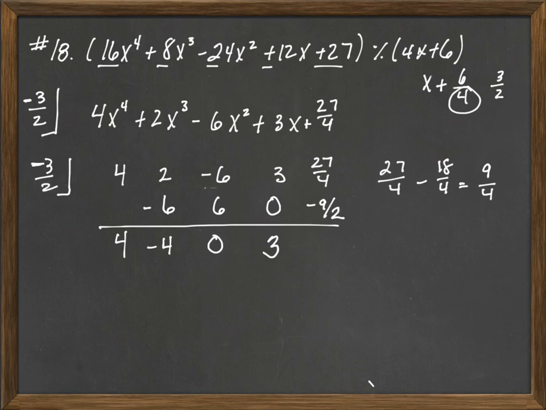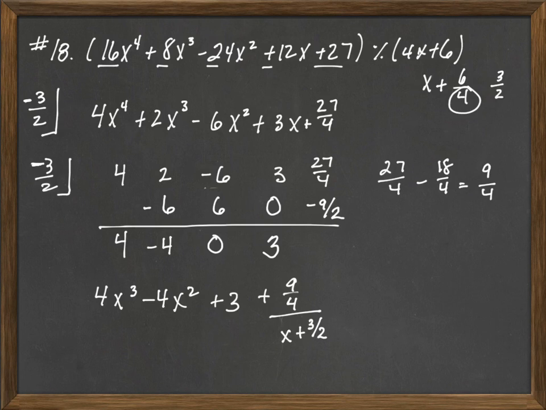So you get 4x to the third minus 4x squared plus 3, and now the remainder would be 9/4 over, and we had x plus 3/2, right? So that's what we ended up doing. Now we can't leave this remainder like this. So we have to get a common denominator in the bottom. We have 9/4 over, that would be 2x plus 3, right, over 2.